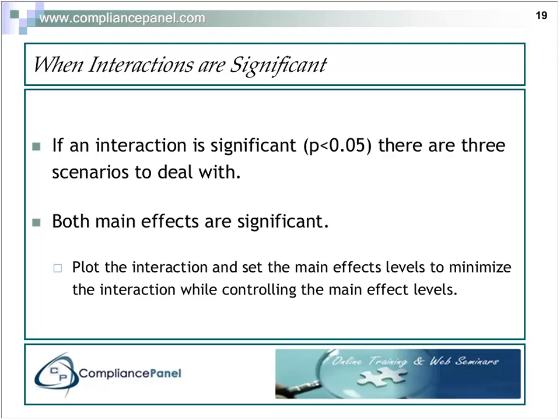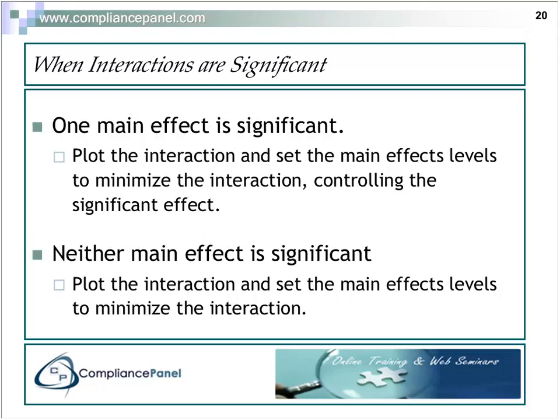What do you do when an interaction is significant, though? If an interaction is significant, and we're going to call something significant when the p-value is less than 0.05, there are three scenarios to deal with. The first is when both the main effects are significant. So if the A-B interaction is significant and both A and B are significant, well, we can then deal with this because we can set A and B at the right levels such that we can minimize the effect of the interaction.